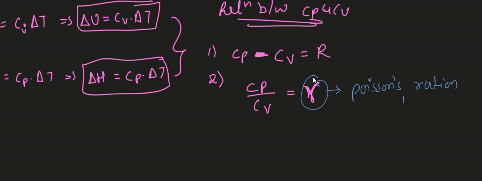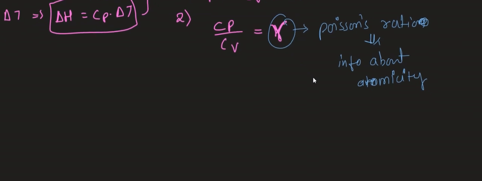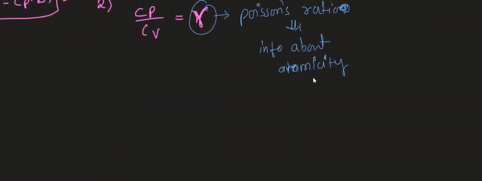So what is the purpose of studying this Poisson's ratio? This Poisson's ratio gives us information about atomicity. Atomicity information you are going to get. Now you will say, ma'am, how will we know that the gamma value will give us the atomicity? Let me draw one small tabular form.